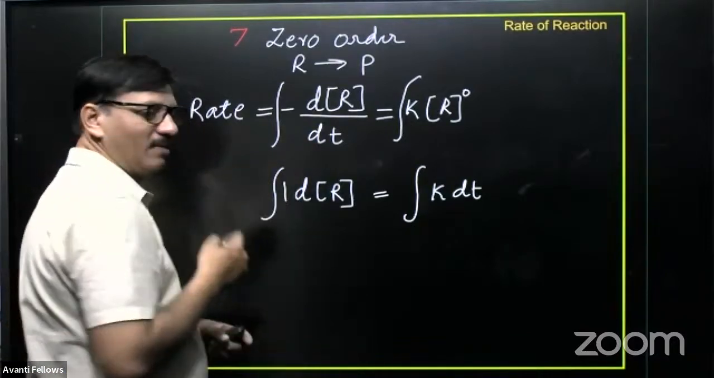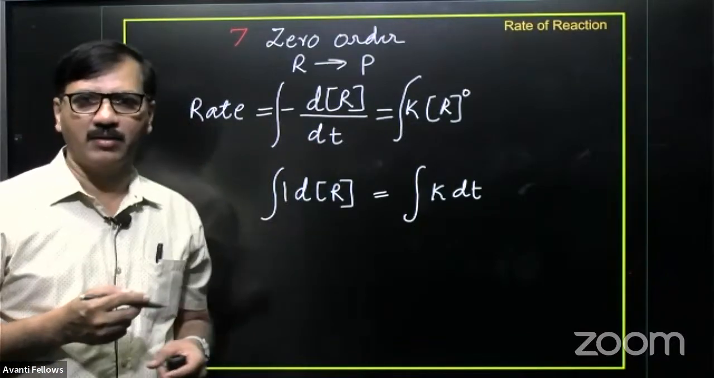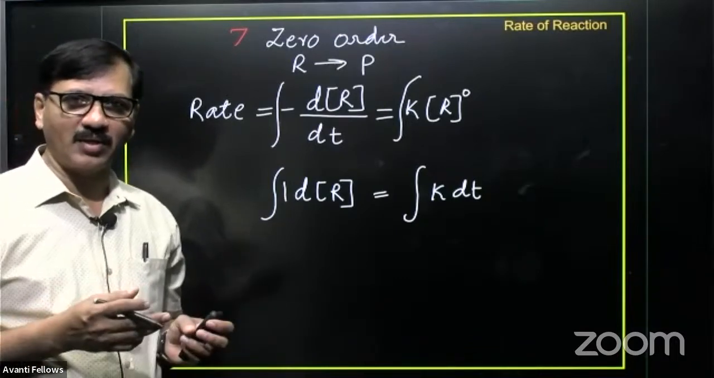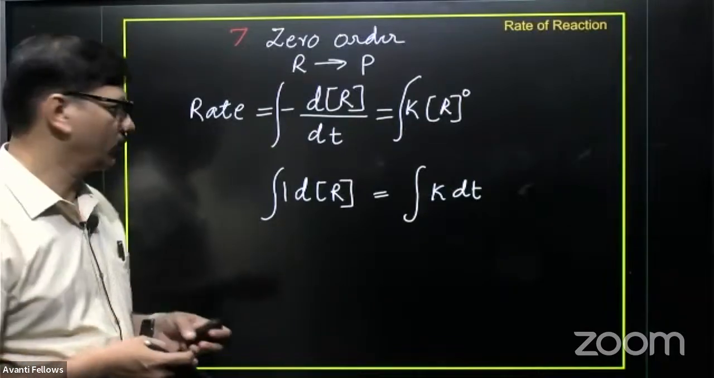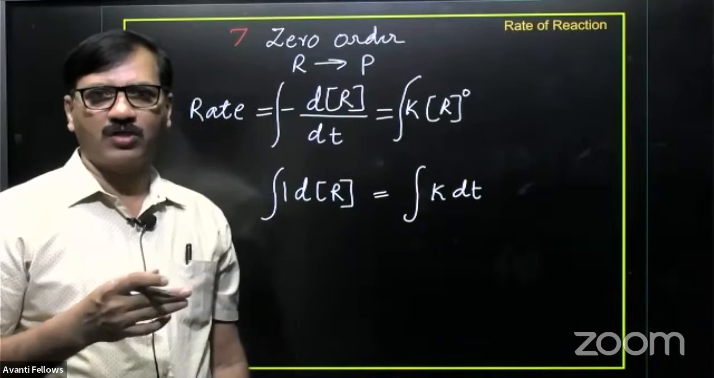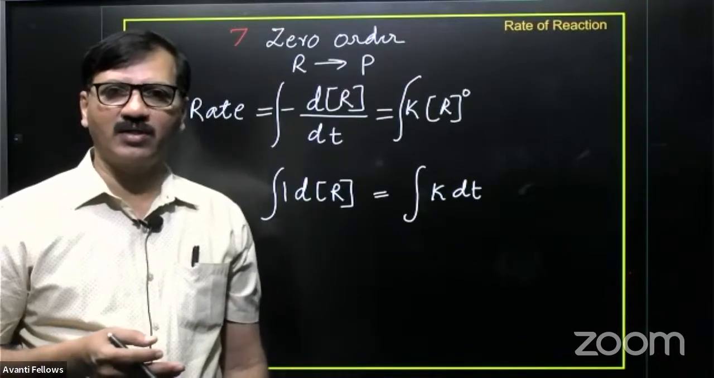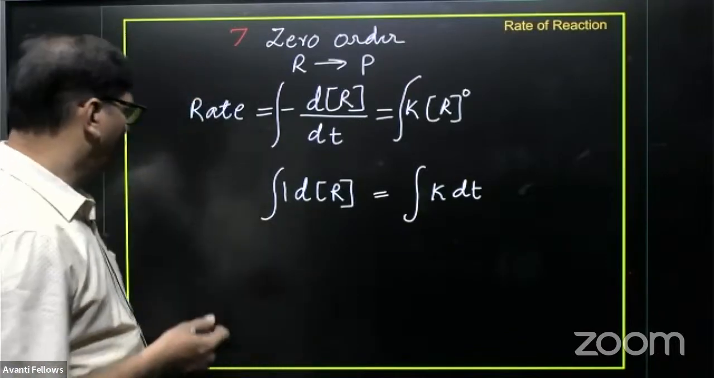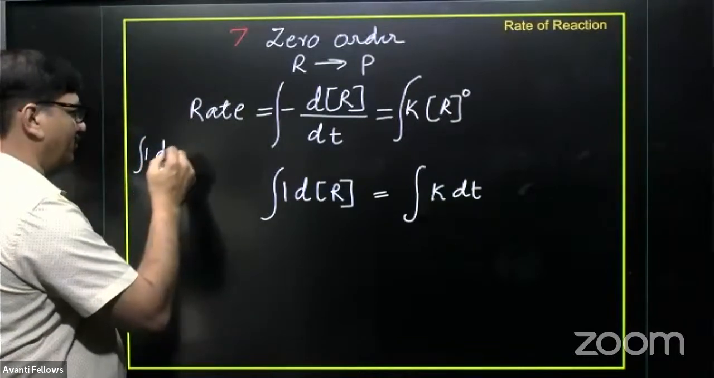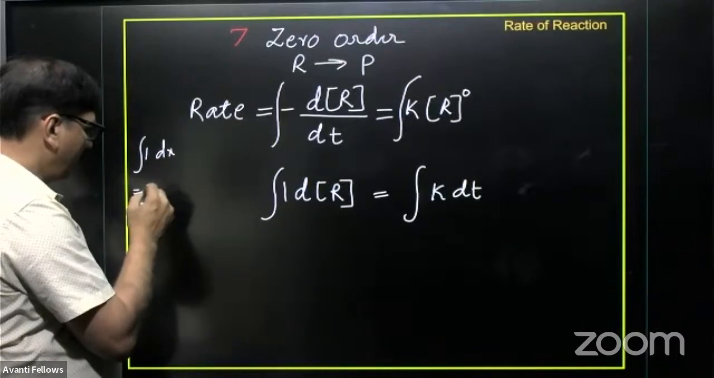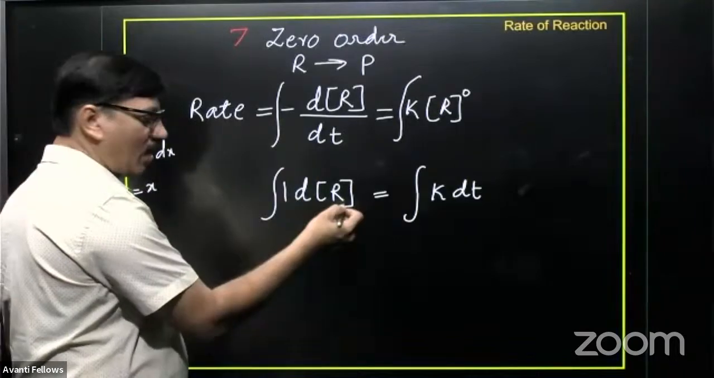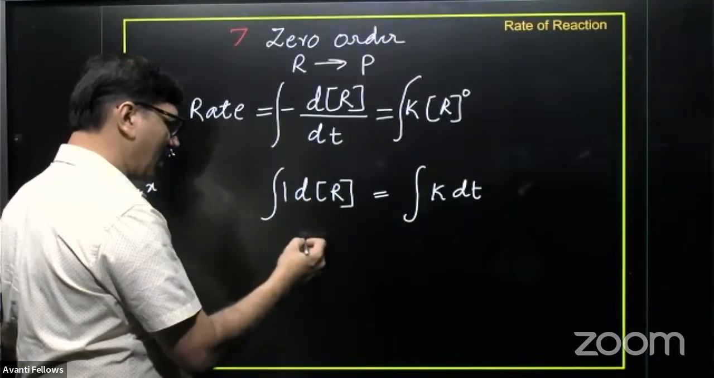Integration of 1 dR. Probably now you know it, because differentiation and integration is over. You can understand this chemical kinetics in a better way now, because this chapter might have been taught when differentiation in mathematics was not yet covered. So what is the integration of 1 with respect to x? It is x itself. In the same way, the integration of 1 with respect to R, dR, is R itself.